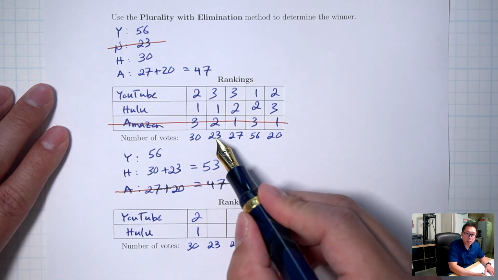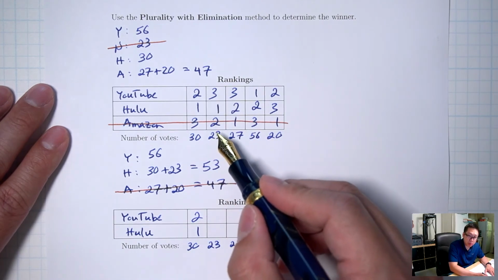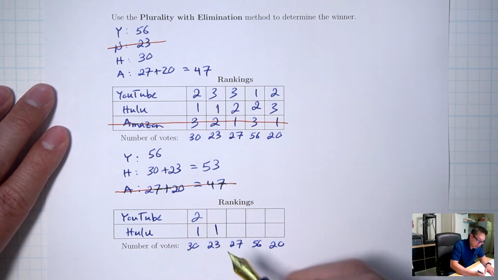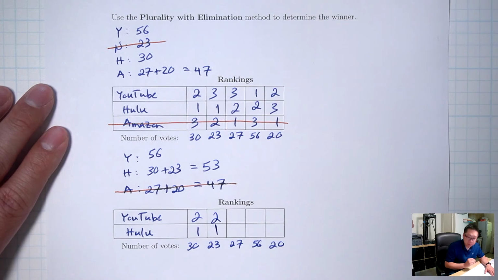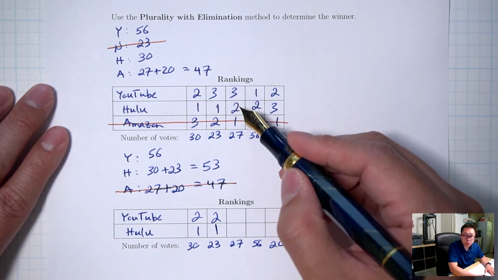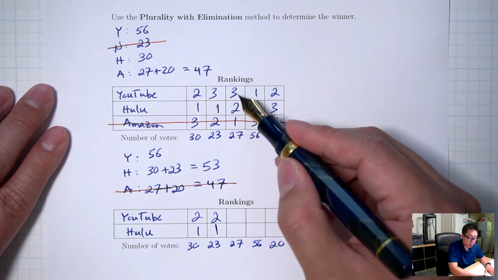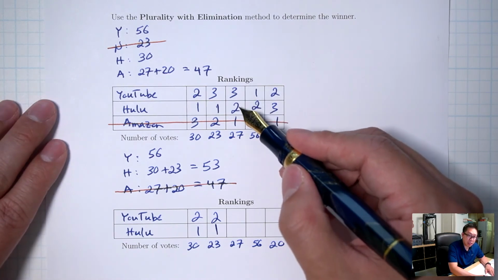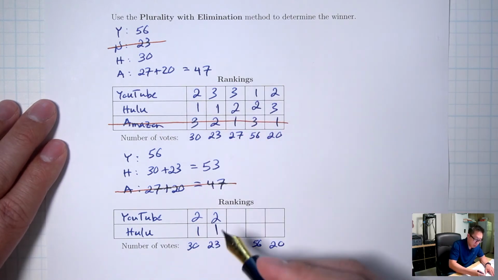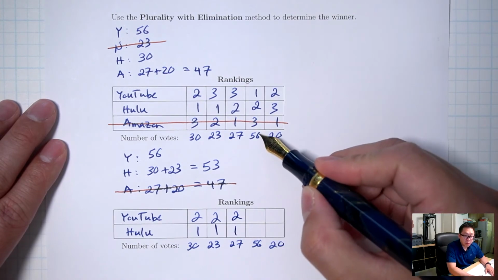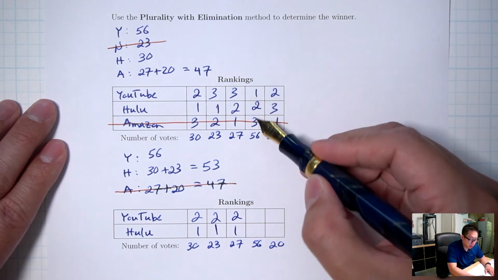Next up, these 23 people, who do they like the most? They like Hulu the most, right? So Hulu will get 1, which means YouTube will get 2. 27, out of YouTube and Hulu, which one do they like more? 3 versus 2, right? Remember, you're looking for the lower ranking. That's an indication of who they like more, so the lower the rank. They like Hulu more, so Hulu is going to get 1. YouTube will get 2.